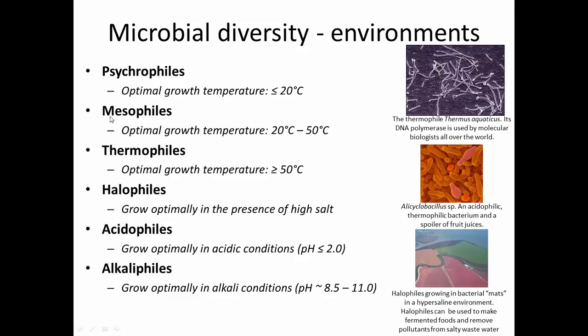Mesophiles are what we're most used to. These have optimal growth temperature anywhere from 20 degrees to 50 degrees Celsius. So anything that's found associated with our bodies would be in that category, as well as most things that are found associated with soil would grow optimally in this temperature range.